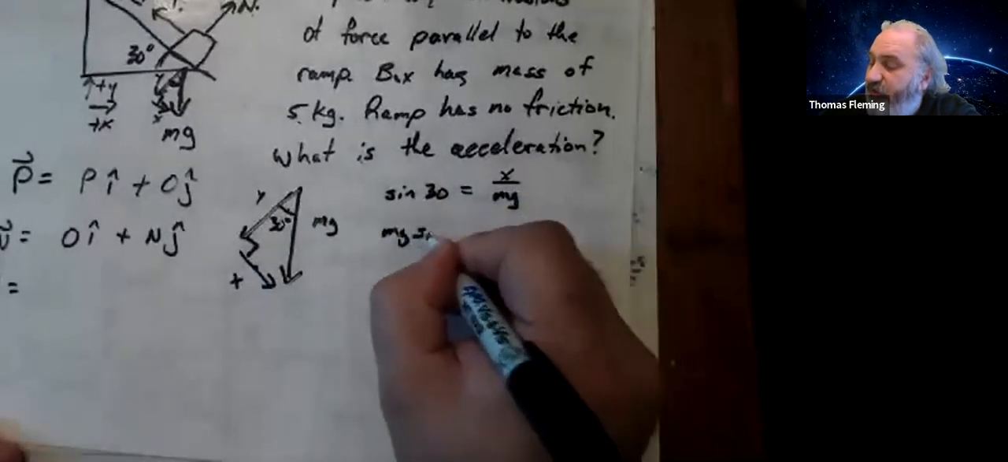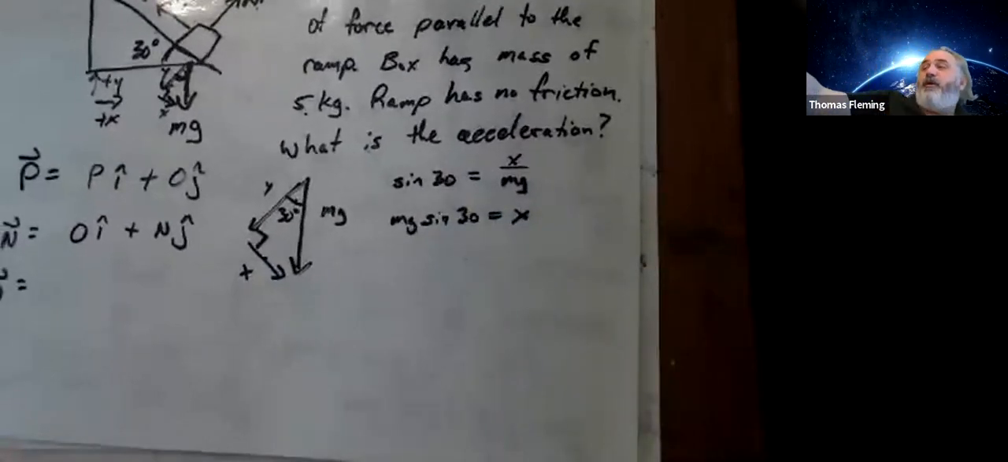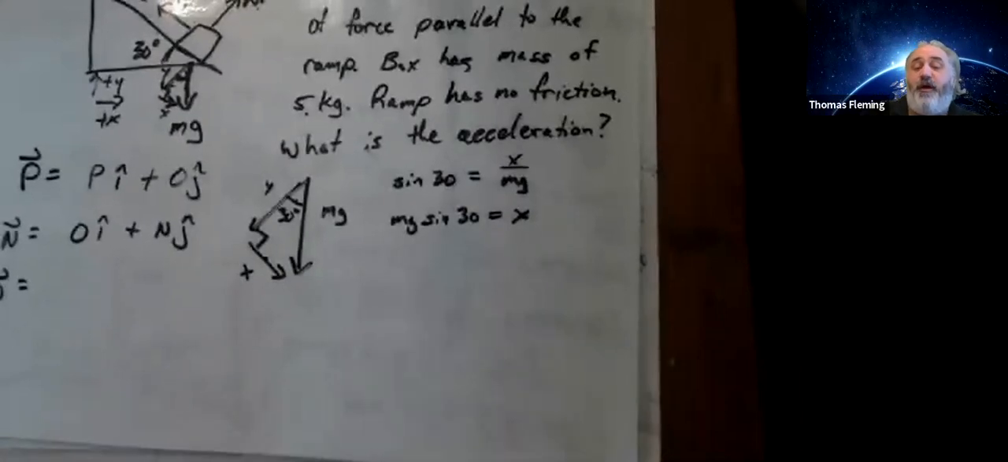mg sine 30. That's unusual because 9 times out of 10, the x part of something is going to come from the cosine. This is one of the situations where the x part does not come from the cosine. It comes from the sine.